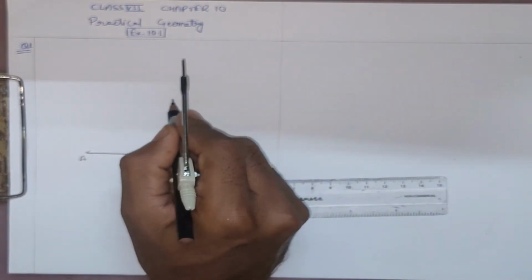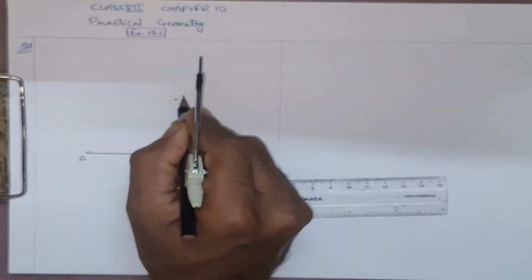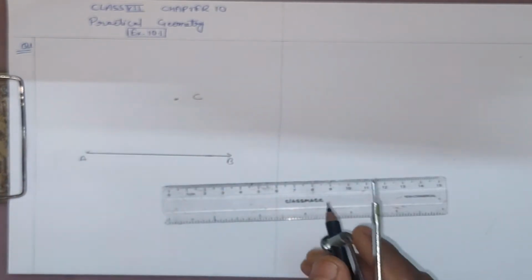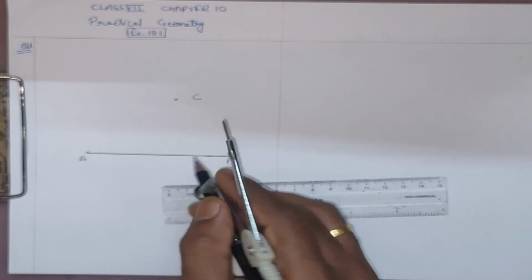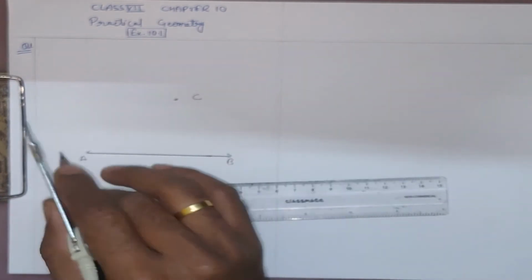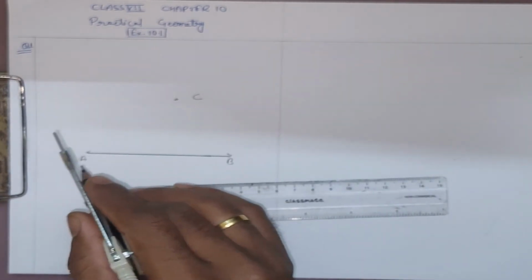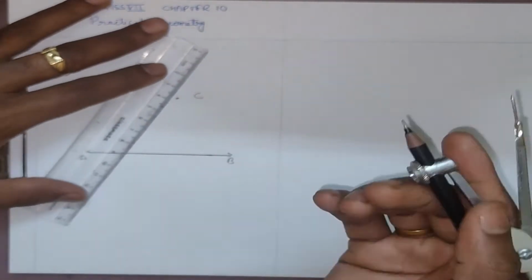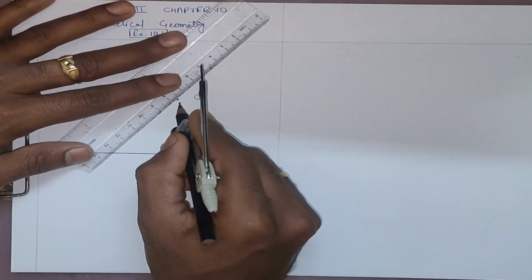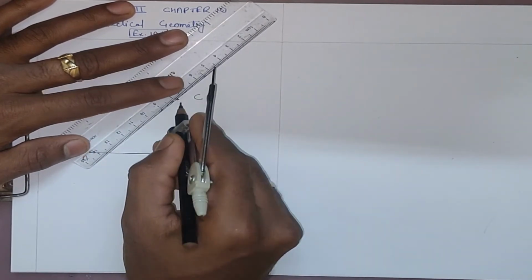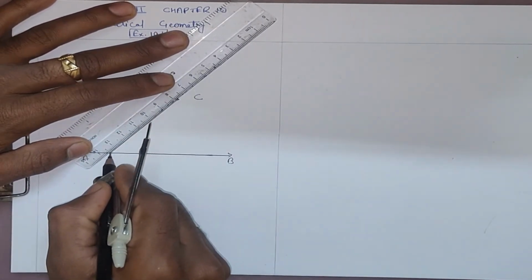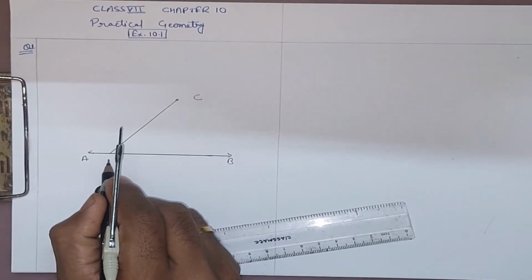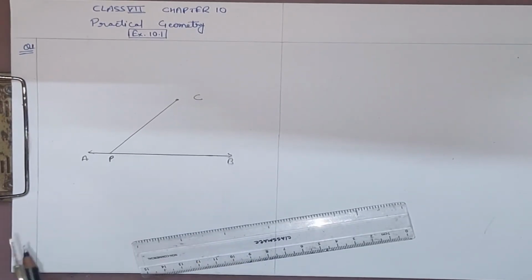So we have taken, say, the point C outside it. This is the point C that we have taken, and from C we have to draw a parallel line to AB. Parallel line means it will be at an equal distance from the other line. So the first thing that we're gonna do, we're gonna draw a line to AB which will meet at P.